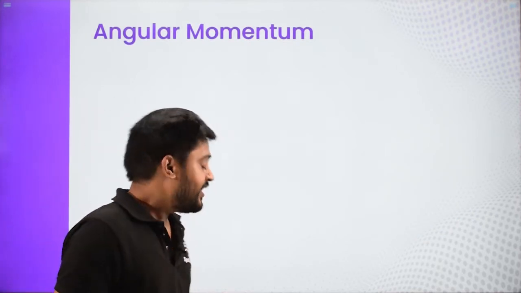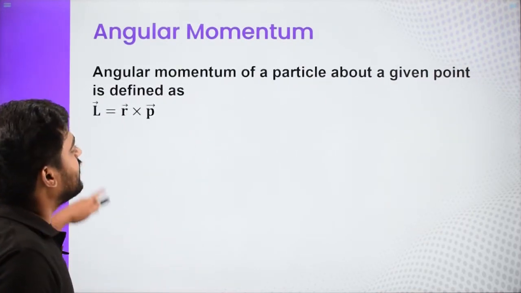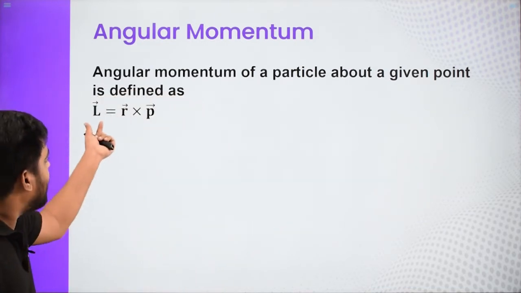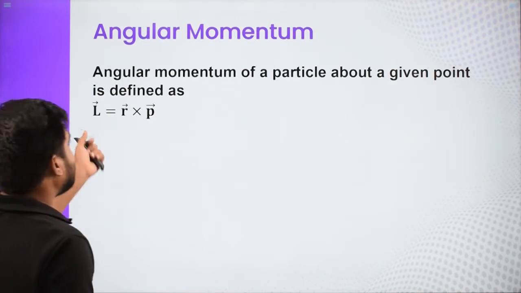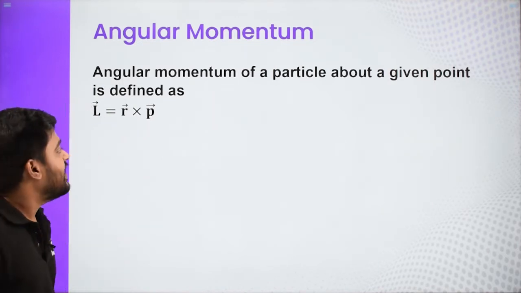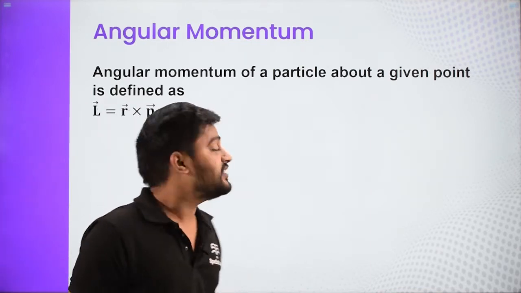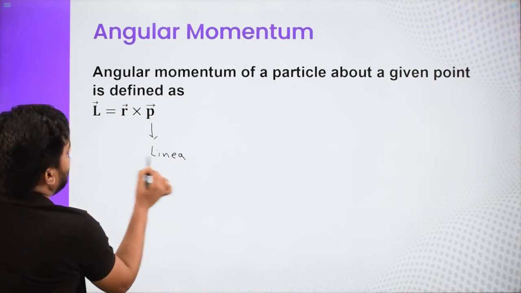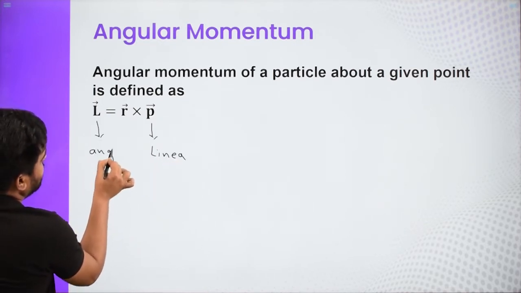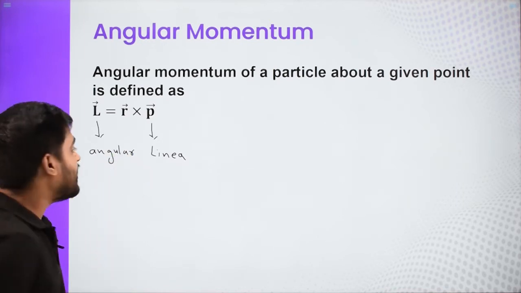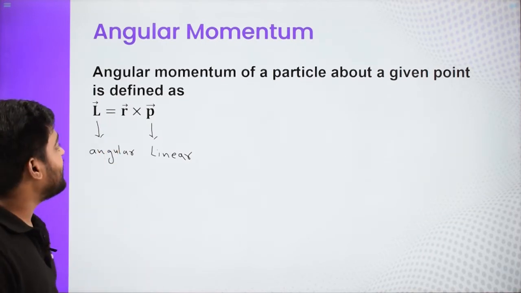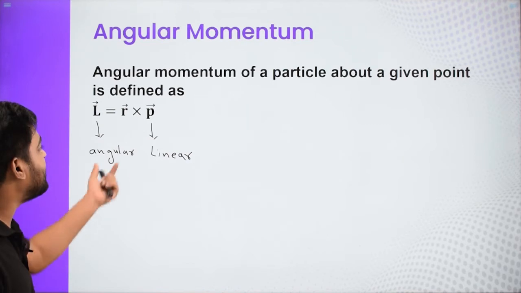Now let us discuss the next thing, which is angular momentum. The angular momentum of a particle about a given point is defined as L equals R cross P. L is the angular momentum, R is the position vector, and P is the linear momentum vector. So this is the relationship between linear momentum and angular momentum. Here also our linear and angular parameters are related using this formula. If we know the linear momentum and the position vector, then we can use this formula.